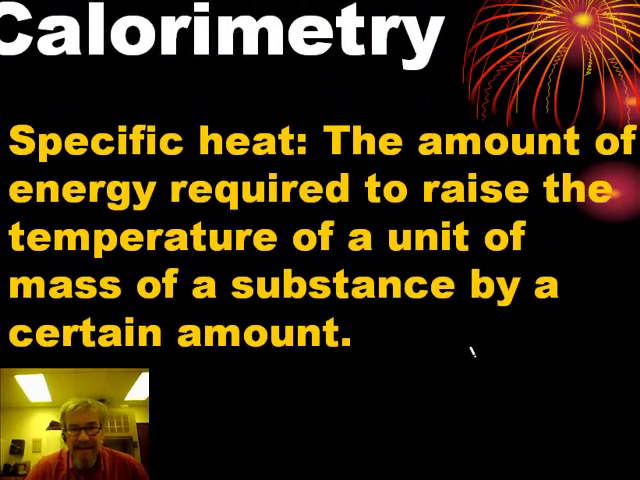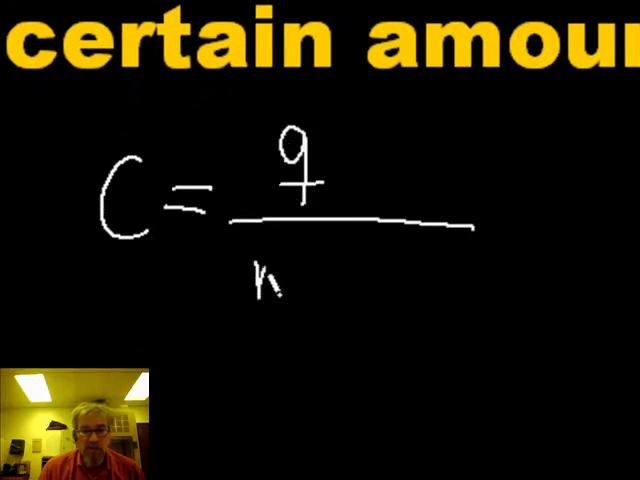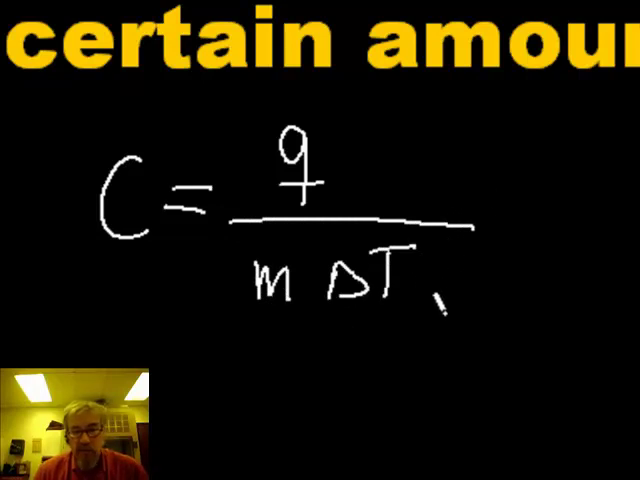So there are intensive properties as well, and specific heat is an example of an intensive property. Specific heat is the amount of energy that's required to raise the temperature of some unit of mass, so a small amount, of a substance by a certain temperature change. So in equation form, we could say specific heat, which is abbreviated C, is equal to the ratio of Q over mass times change in temperature. So this is heat capacity per unit mass.